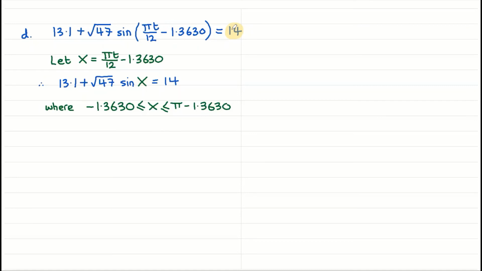Then I've gone back to the substitution that we used previously, where we said x is equal to all this, big X. It's a function of t. I've rewritten the equation in terms of x now. And I've also used the interval that we discovered earlier, where x is between negative 1.36 and pi subtract negative 1.36. So we just have to solve an equation again.